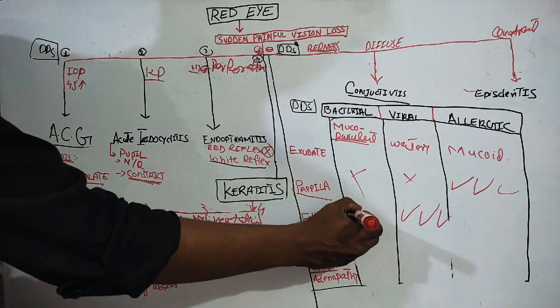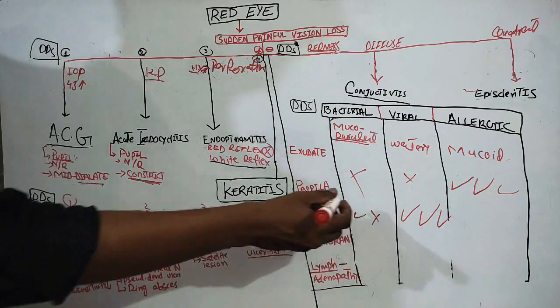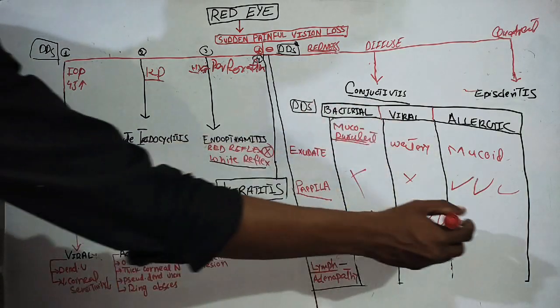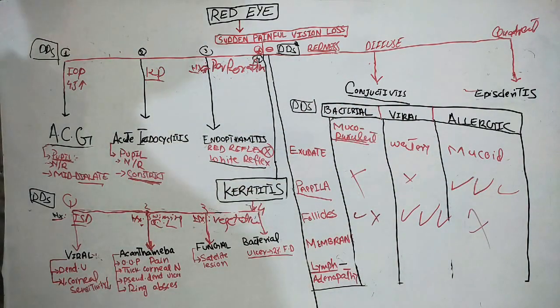Follicles are mostly absent in bacterial cases. Sometimes in severe bacterial conditions they may be present, but they are very important for the diagnosis of viral conjunctivitis, and absent in allergic conjunctivitis.